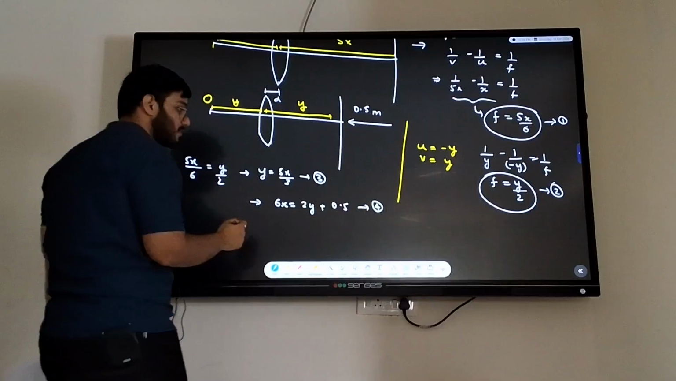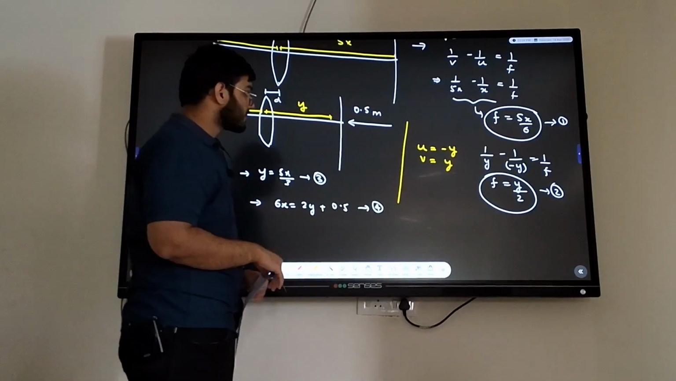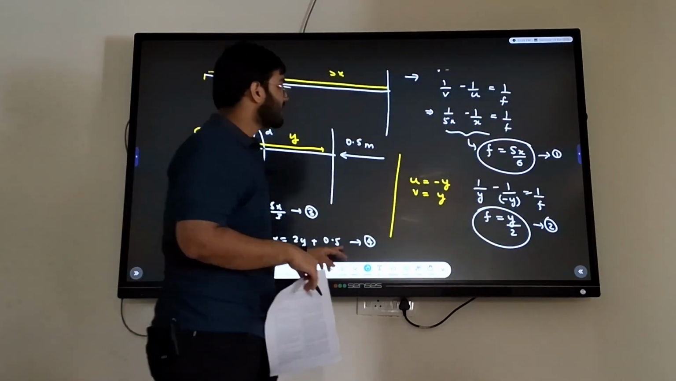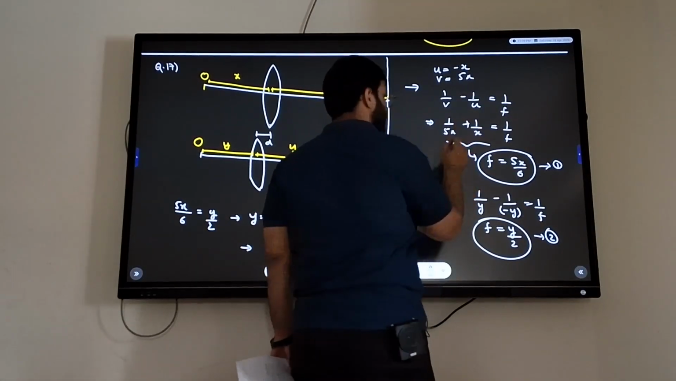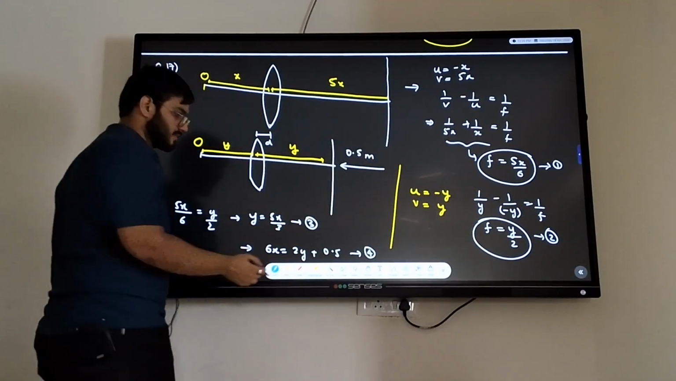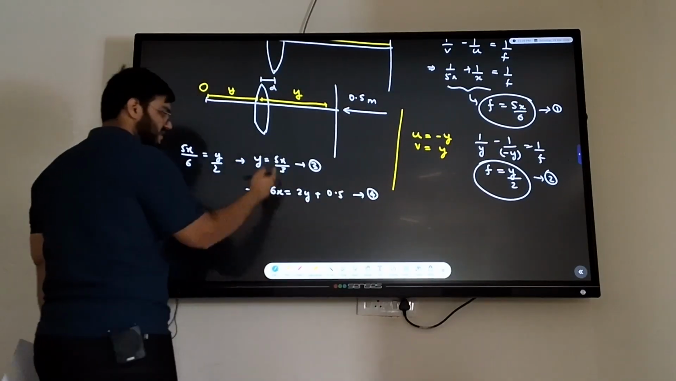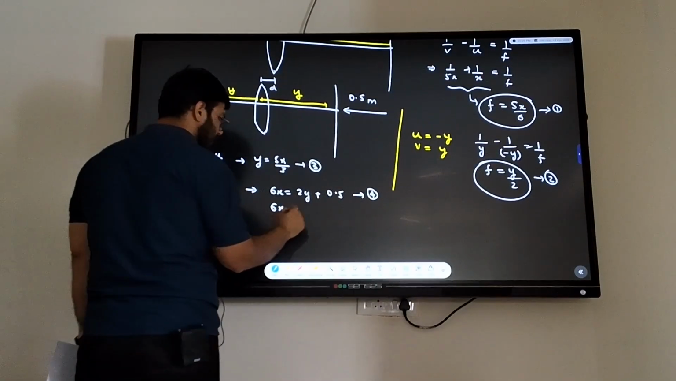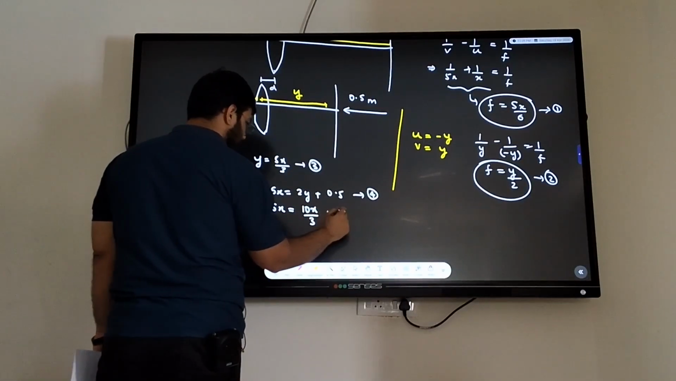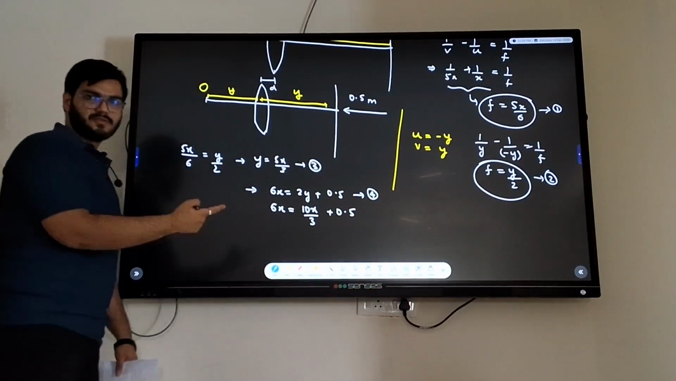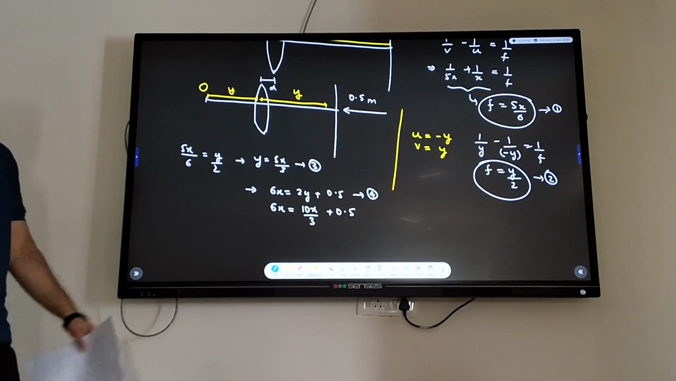Is it correct now? Let me substitute and check. 6x is equal to the value of y, 10x by 3, plus 0.5. Can someone solve it and tell me what is the value? You can do it in your head.